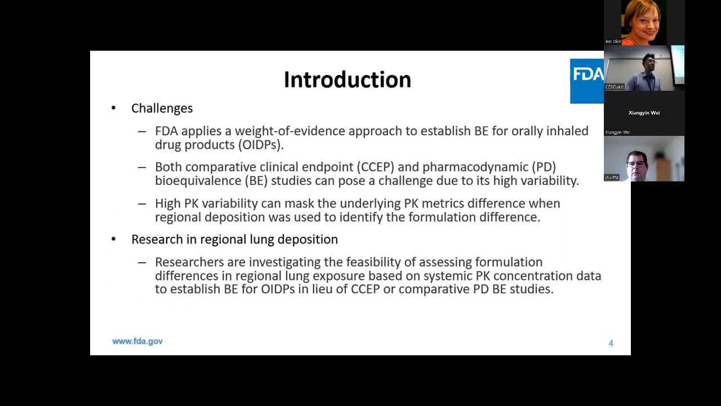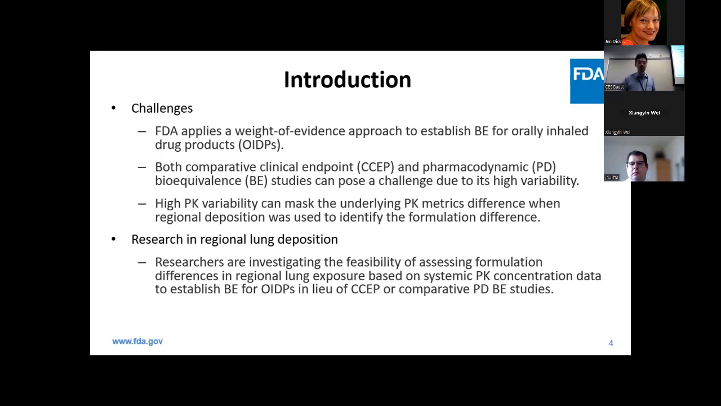So the challenge that we have been talking about yesterday, the whole day, is the weight of evidence, the clinical endpoint, and the PK, which is really challenging because it is highly variable and requires a huge number of subjects. Another one is that in the modeling, the high PK variability can mask the underlying PK metric difference when the regional deposition was used to identify the formulation difference.